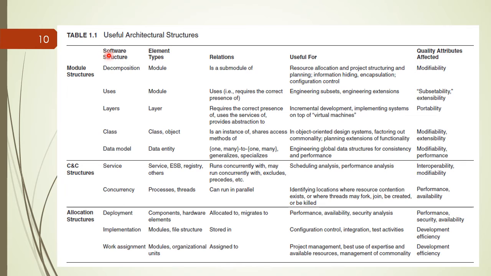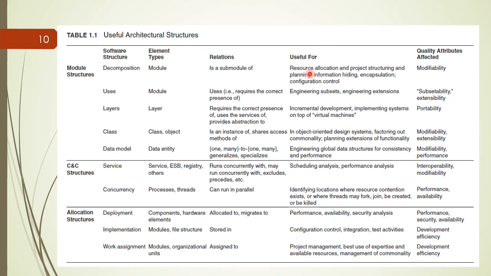On the top, you have the software structure, the element types, relations, what they are useful for, and what are the quality attributes affected by them. The module structures, if you say 1, 2, 3, 4, and 5, there are 5 module structures, which are decomposition, uses, layers, class, and data model. Now, the first, the decomposition structure. It is the module type and it can be a submodule of some other module.